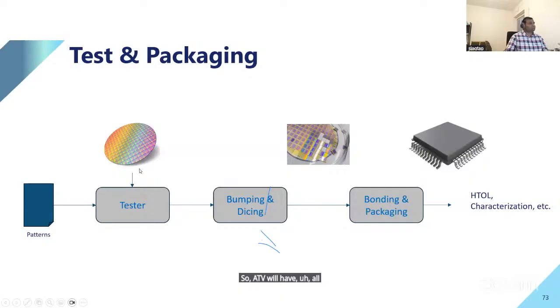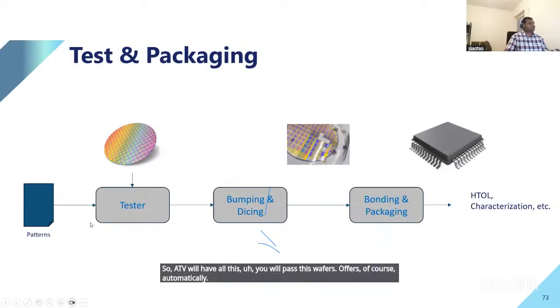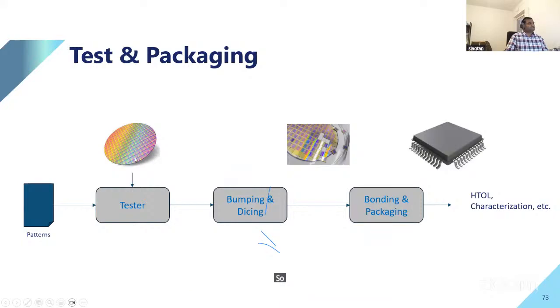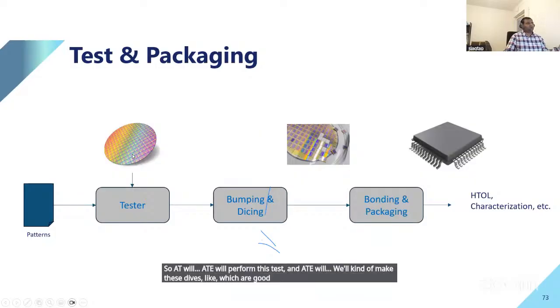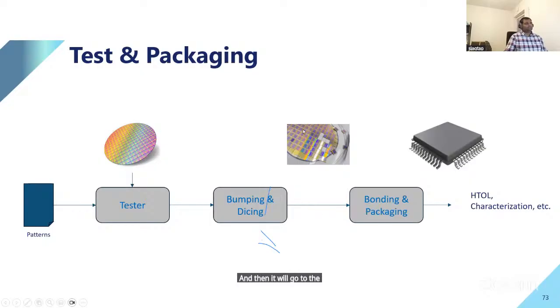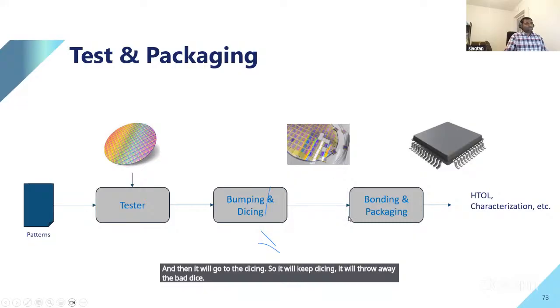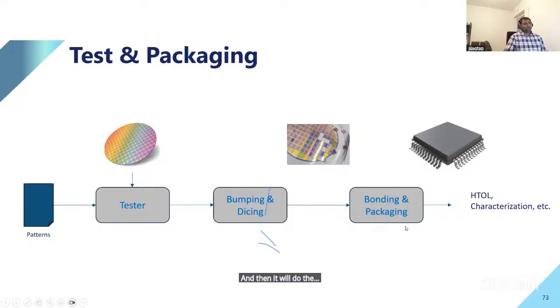You will pass these wafers, of course, automatically. You will pass these patterns. So ATE will perform this test, and ATE will mark these dies, which are good dies and which are bad dies. And then it goes to dicing. So it will keep dicing. It will throw away the bad dies, and then it will do the bonding and the packaging. And you get the final ASIC out.